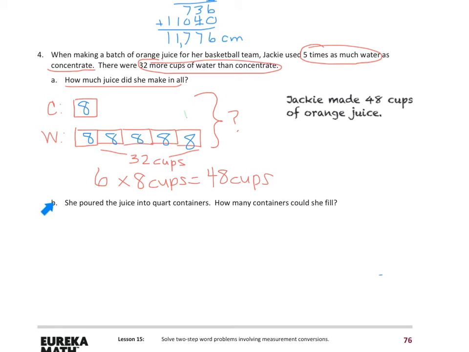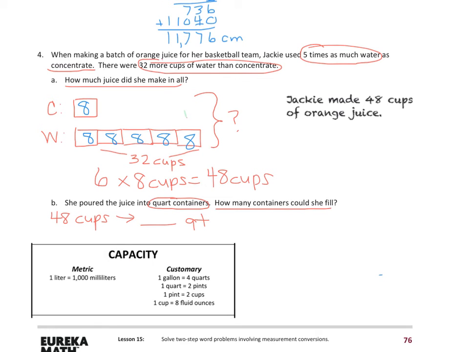And now let's look down at question B. All right, so question B says, she poured the juice into quart containers. They want to know how many quart containers could she fill. So let's go back. We had 48 cups from the previous problem, and we want to figure out how many quarts she can make, how many quart containers.